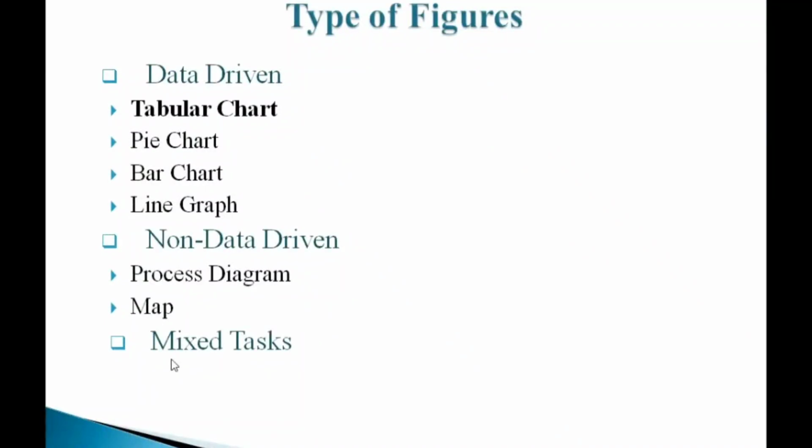And lastly, there is the mixed task. As the name suggests, mixed. This involves a combination of table with pie chart, sometimes table with bar chart, and sometimes table with line graph. But most of the time, whenever a mixed task appears, you will get a pie chart with a table, one table and one pie chart.